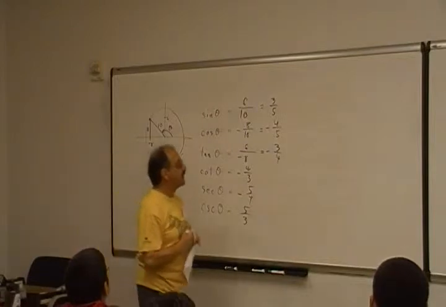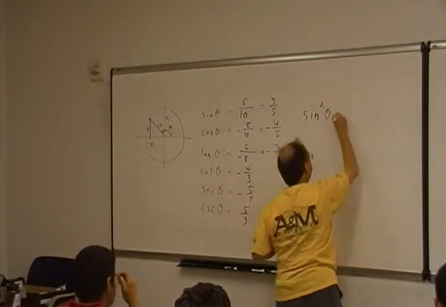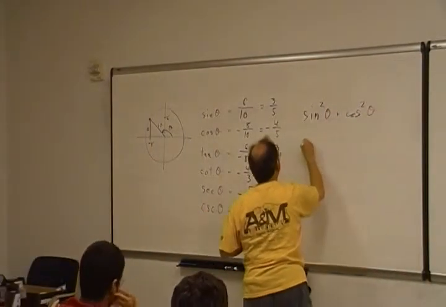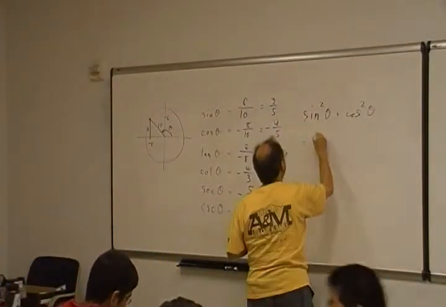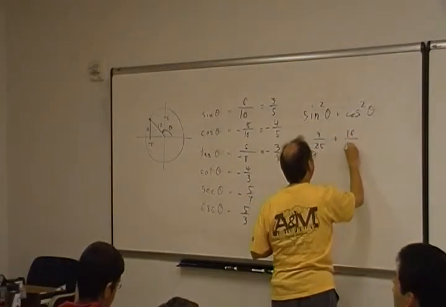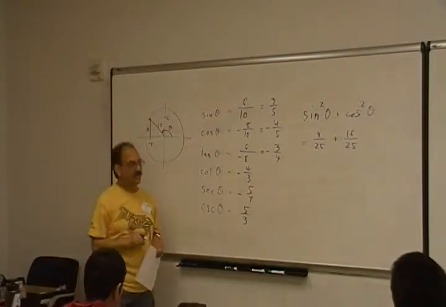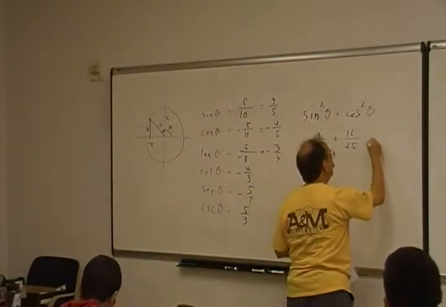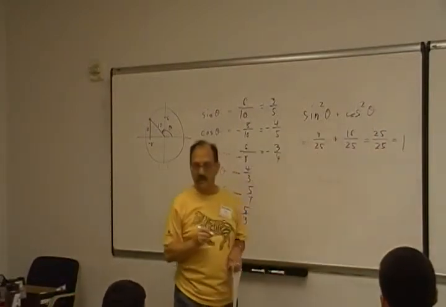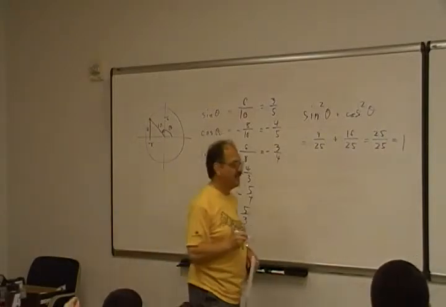Now you will notice that sine squared of theta plus cosine squared of theta is equal to this one squared: 9 over 25 plus 16 over 25. Notice squaring, the minus goes away, right? And that adds up to 25 over 25, which is 1. Okay?